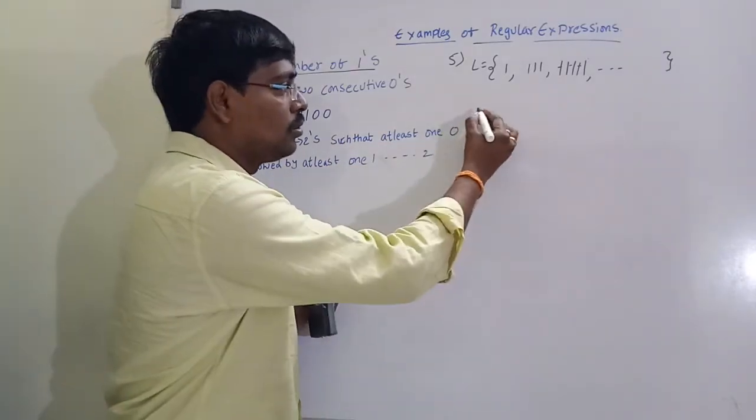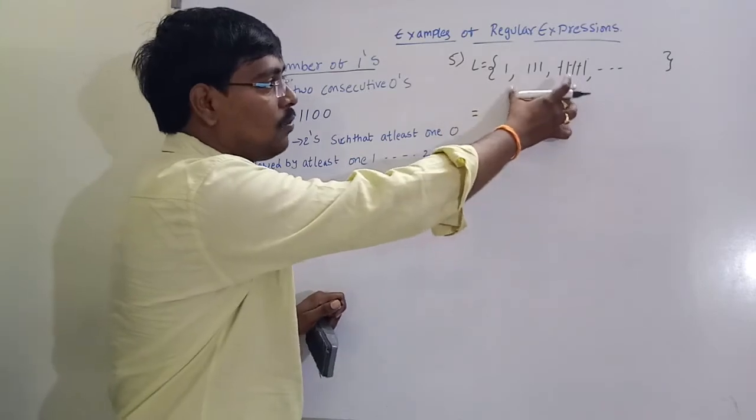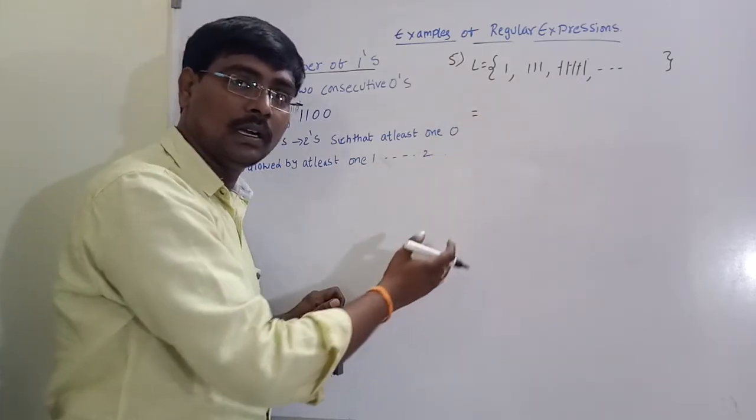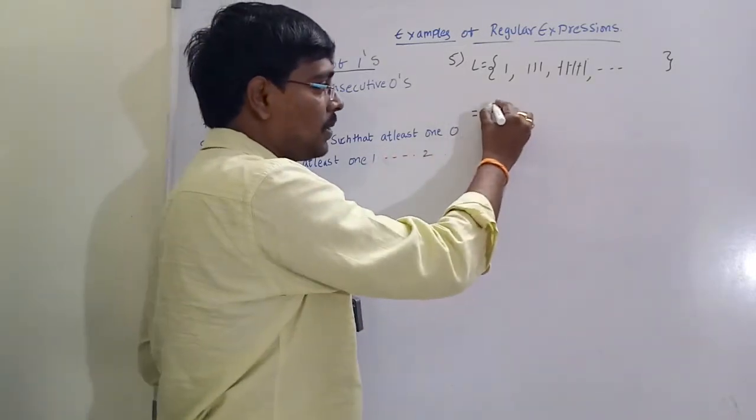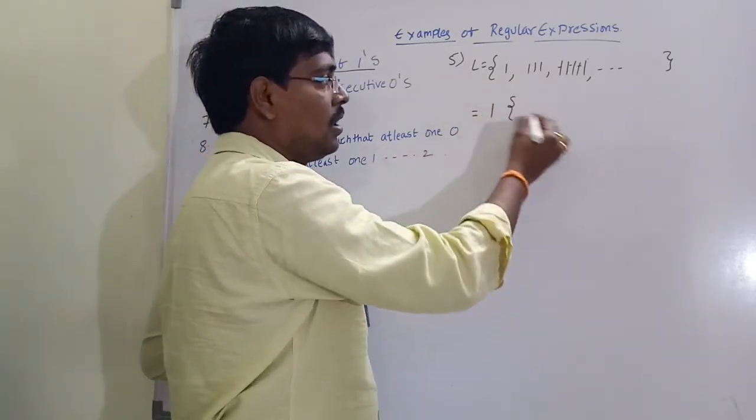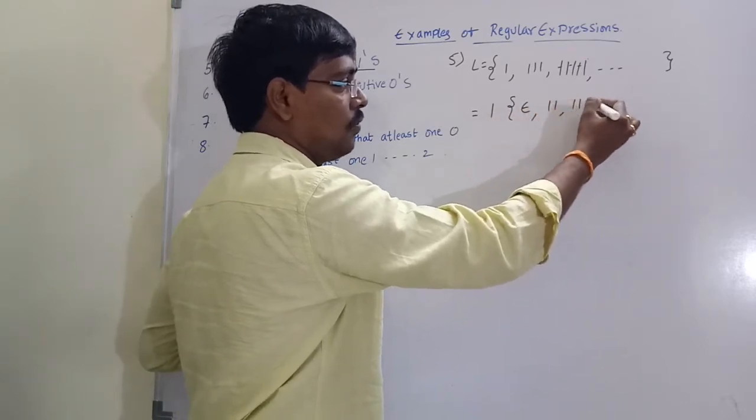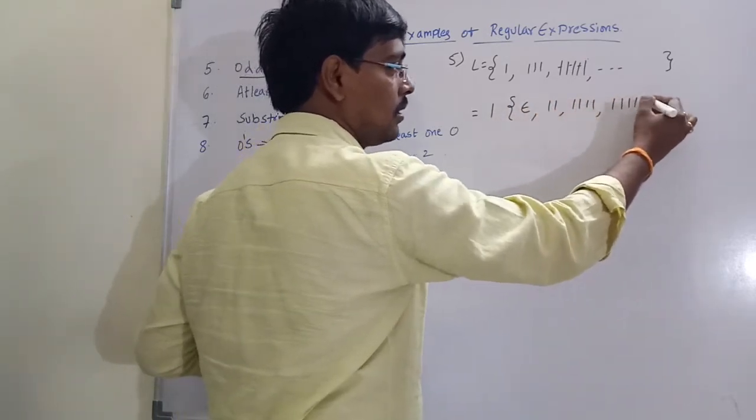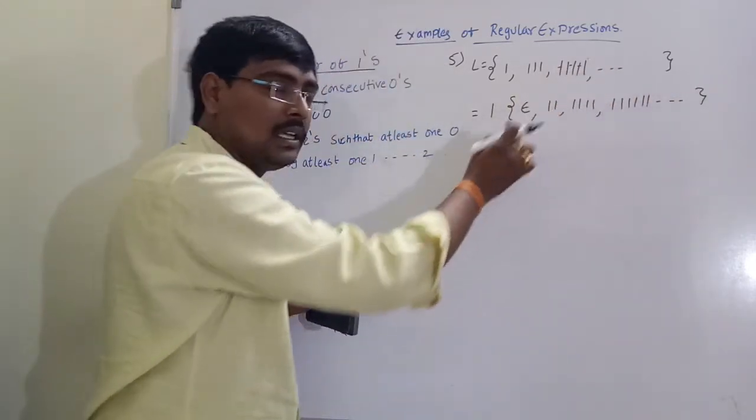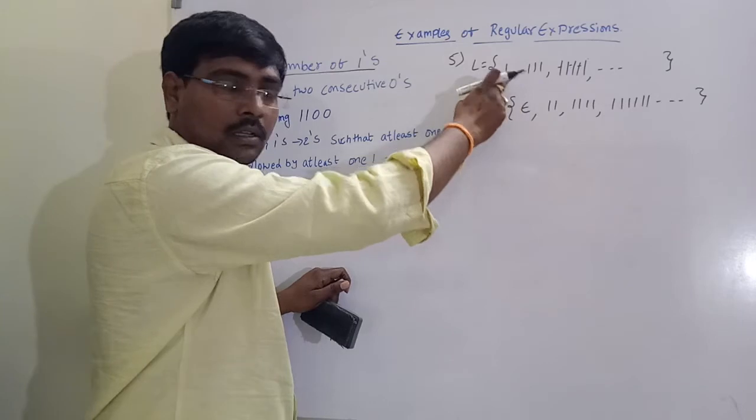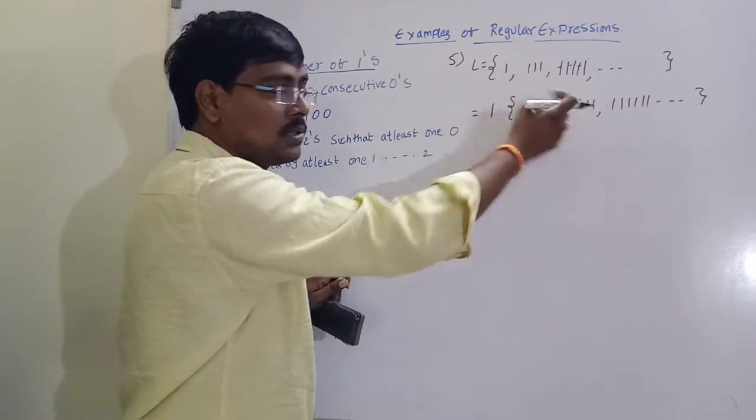To make the expression easy, I am taking 1 as a common element, because I already know how to construct even. Suppose I am removing one 1, what is the answer? Epsilon, 2 ones, 4 ones, 6 ones. So from each string, one 1 is reduced. Initially 1 becomes epsilon, 3 ones becomes 2 ones, 5 ones becomes 4 ones.